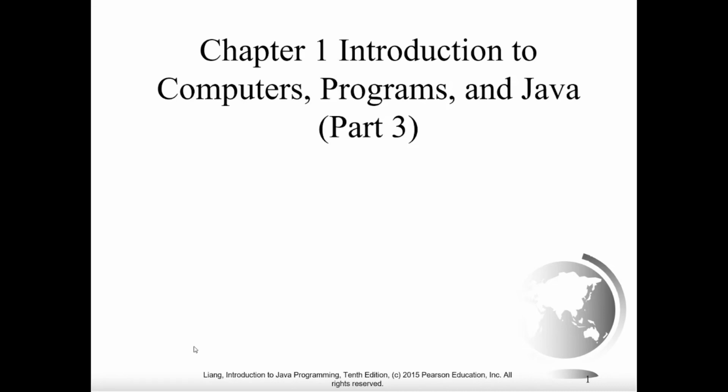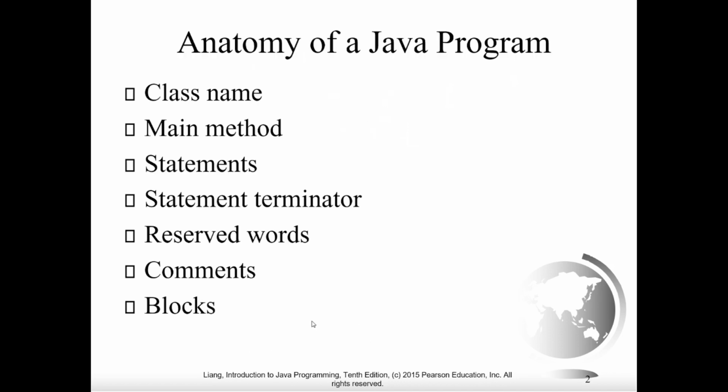Okay, so we'll continue our discussion with the last part of chapter 1. We'll be talking about the anatomy of a Java program. Every Java program has these basic, fundamental parts in order for it to execute properly. So here are the different parts of our Java program: the class name, the main method, statements, statement terminator, reserved words, comments, and blocks.